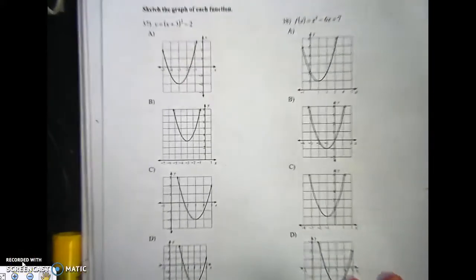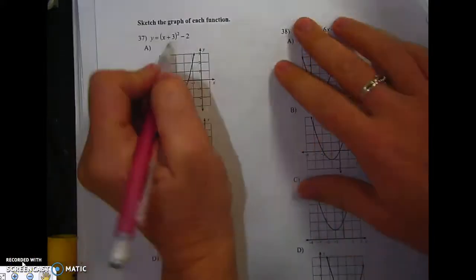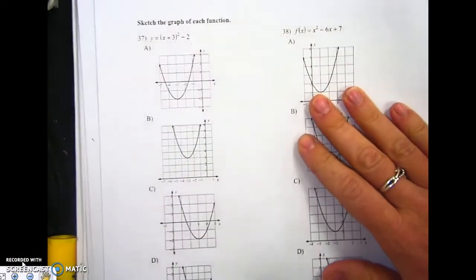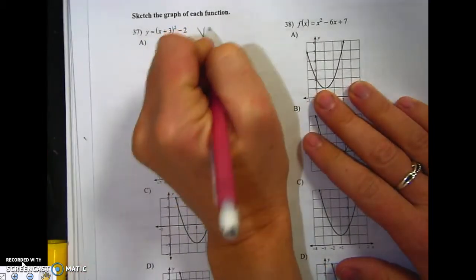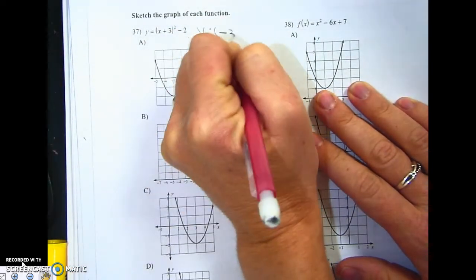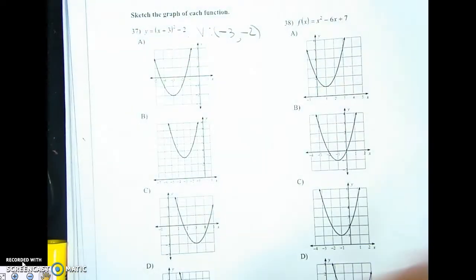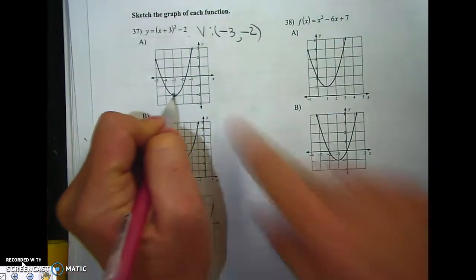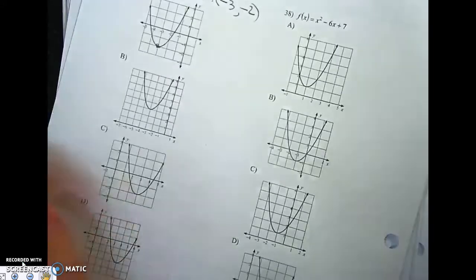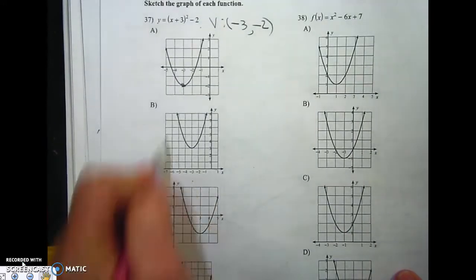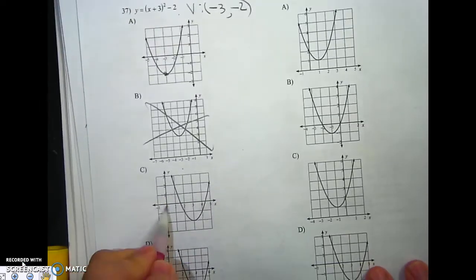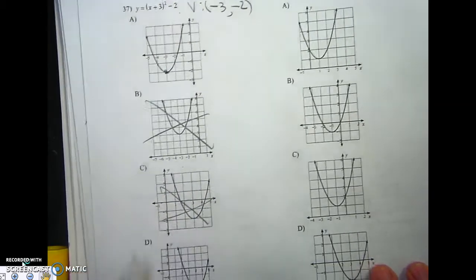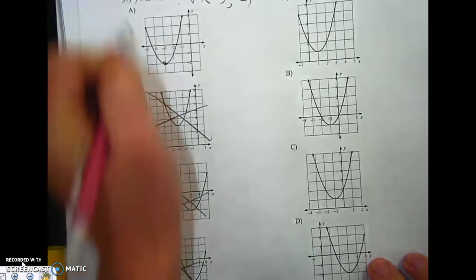So for this problem, it is a quadratic, but what I notice is it's in vertex form. Vertex form means I can find the vertex. Do the opposite. So I'm going to go through here. -3, -2. Okay, it could be A. -3, -2, it can't be B. +3, no. +4, oh my gosh, the answer is A.